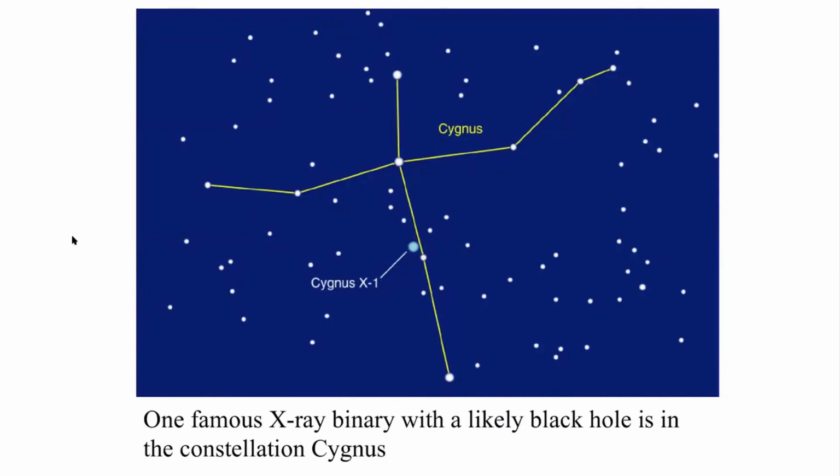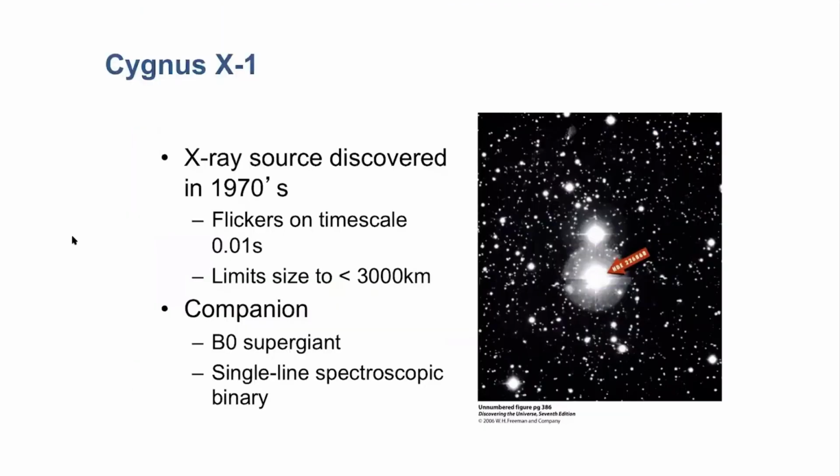Why do we think it's a black hole? Well, a couple of reasons. One is it flickers on very short time scales, like 0.01 seconds. Again, things can't change in brightness on a time scale that's faster than the light crossing time of them. They can't physically change that fast. And so that sets an upper limit to the size of this thing at about 3,000 kilometers. So this thing cannot be a normal star.